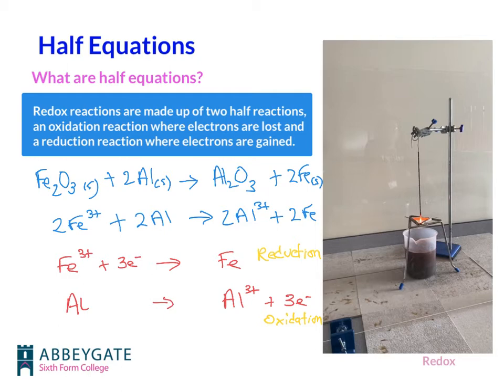And the electrons that are being produced by the aluminium reaction go into making the reduction reaction. This is why redox only happens this way: the reduction and the oxidation have to happen hand in hand. They are two halves of the same reaction, because the electrons that the oxidation reaction produces go into feeding the reduction reaction to make sure that it happens.